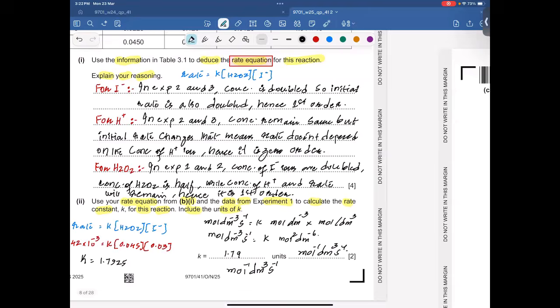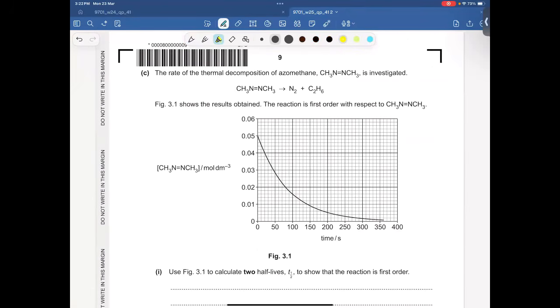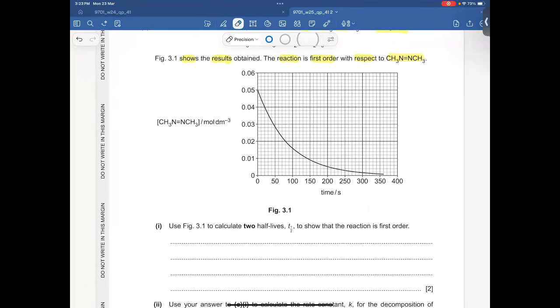Okay, let's move on to the next page. The rate of thermal decomposition of azomethane is investigated. Results obtained are shown in the graph. The reaction is first order with respect to azomethane. Use figure 3.1 to calculate two half-lives to show that the reaction is first order. It must be a constant half-life. So 0.05 divided by 2, you will get 0.025.